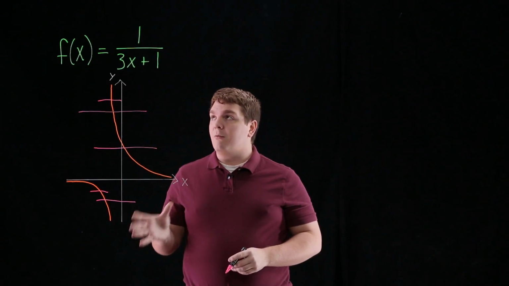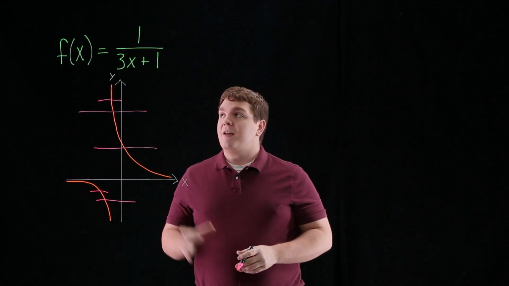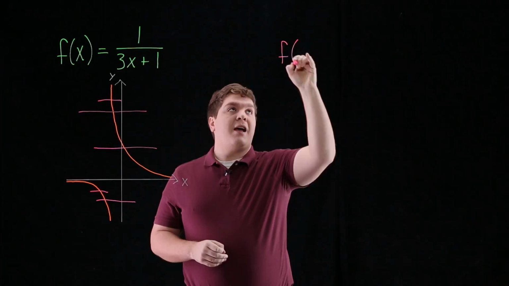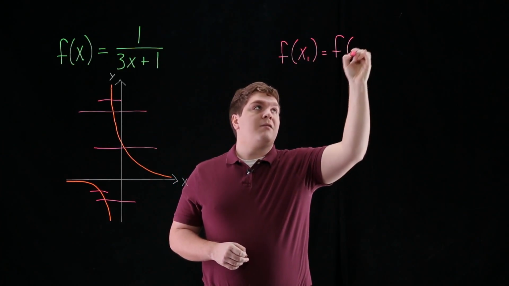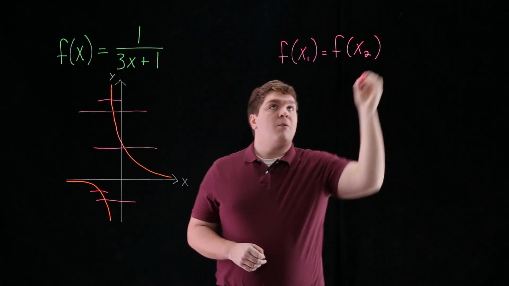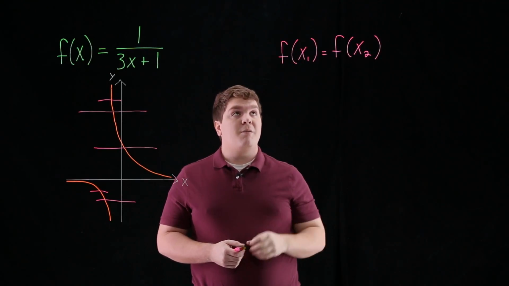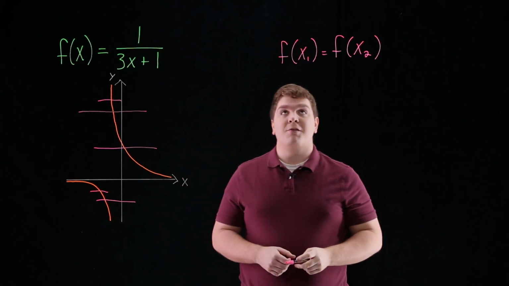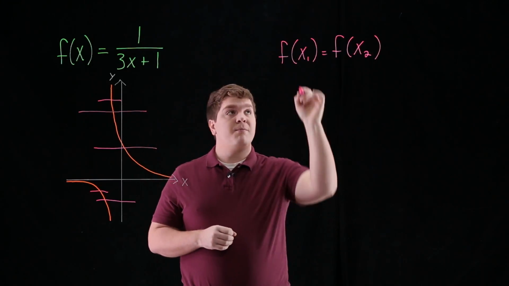Now, to show that f has an inverse function, we want to start by assuming that f of x1 is equal to f of x2, where x1 and x2 may or may not be the same number. And if they do end up being the same number, then we can say that this function is 1-to-1 and has an inverse function. So let's go ahead and plug x1 into our function.